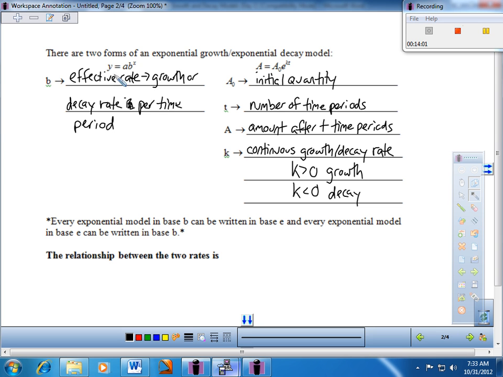It says every exponential model in base B can be written in base E, and every exponential model in base E can be written in base B. If I put one of these models on top of the other, you can see how they coalesce pretty nicely. So I'm going to do exactly that. You can write this or not write this. We'll put the relationships in momentarily, but let's write one on top of the other so you can see it.